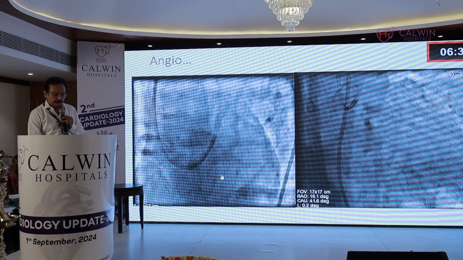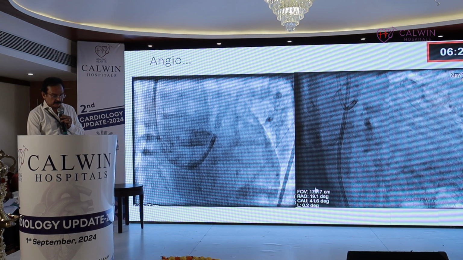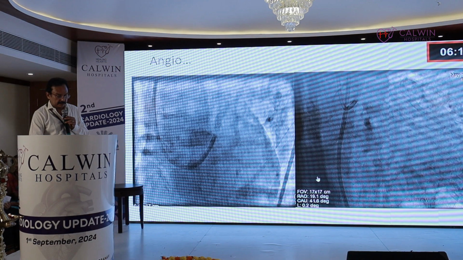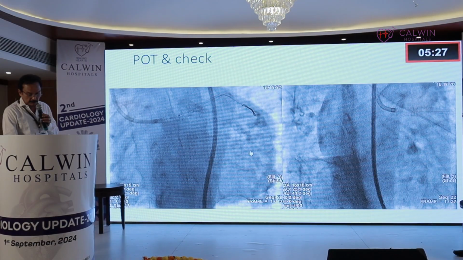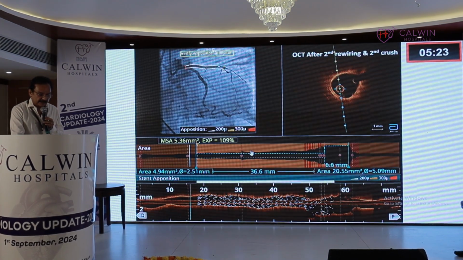Anyhow, he had a left main triple vessel disease for which we had to do a left LAD stenting. And his score was like this, a very high DAPT score, bleeding score, and then basically I had planned him for image-guided angioplasty and then high dose pantoprazole. So these were the drugs that we gave at the time. With a small under-expansion or malapposition, small dissection, nothing happens.